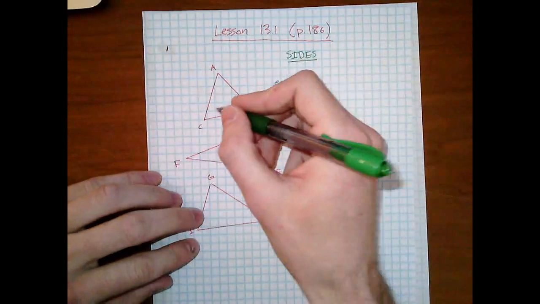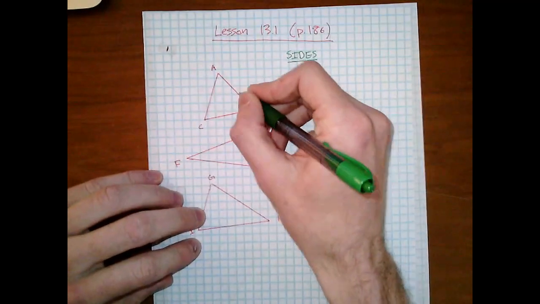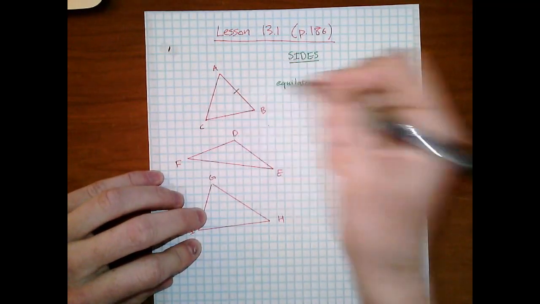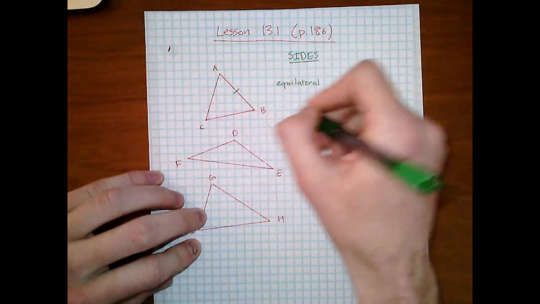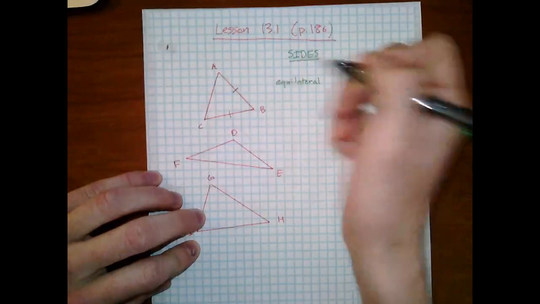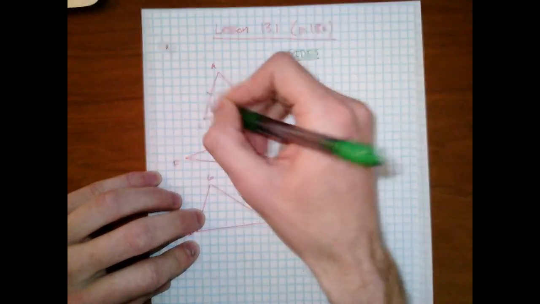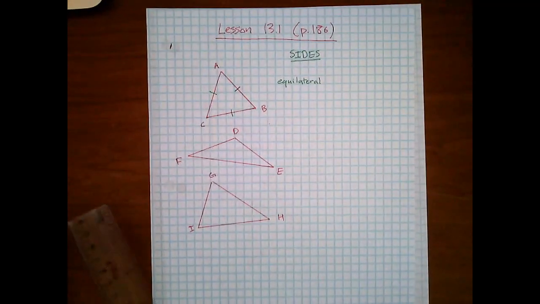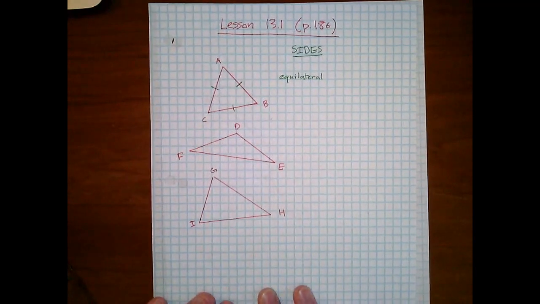Now the way you show that something is equal length is you put a little dash on all the sides that are the same measure. So AB is equal to CB is equal to AC. So I put 1 dash on each of those because they are all equal lengths. So that's our first way to identify based off sides.